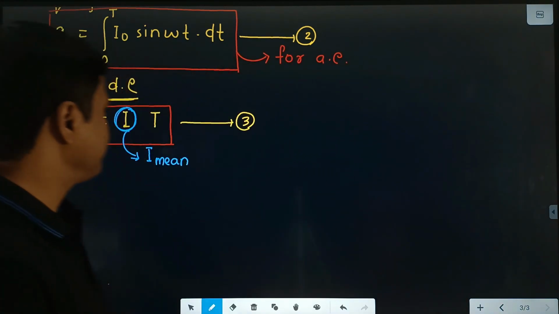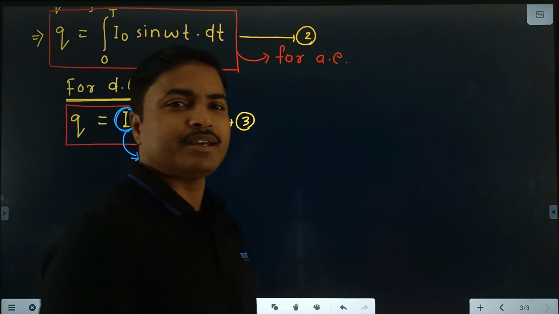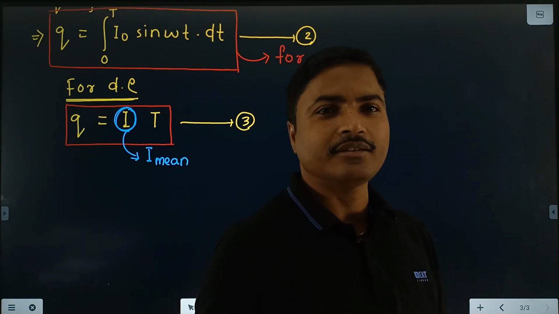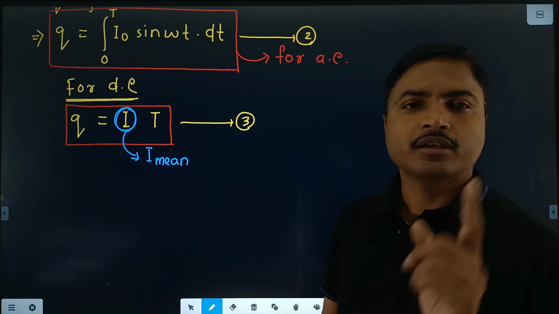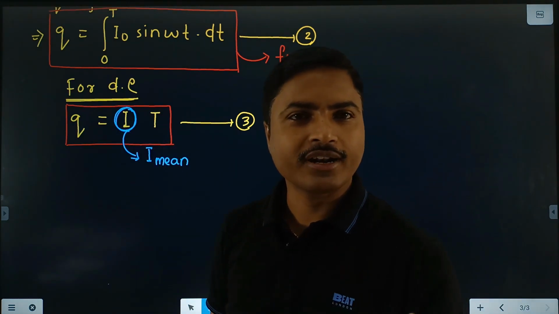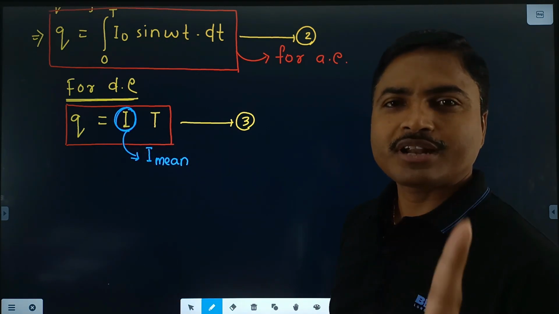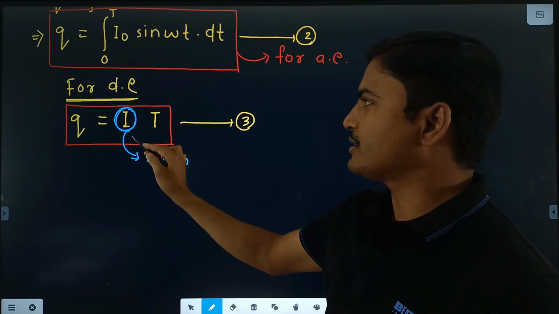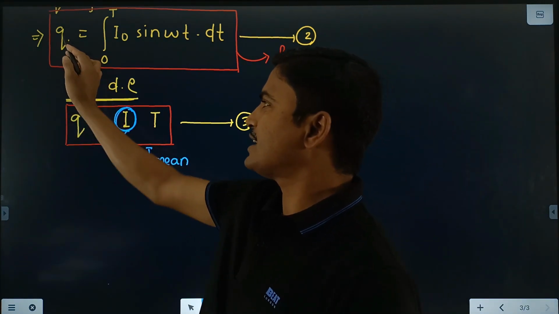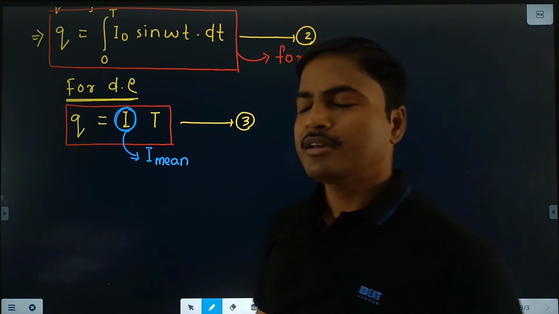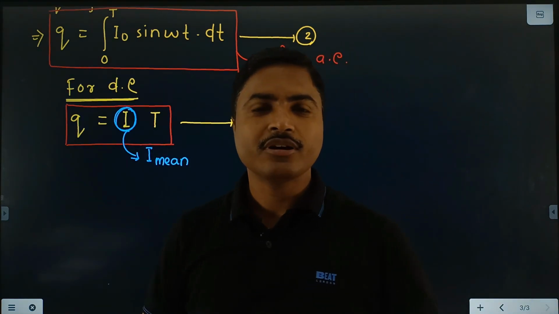That means if the charge flowing through the circuit for AC and for DC is the same, for the same time capital T, then the direct current is known as the mean value of AC. Mean value of alternating current means that is the direct current. What is the condition? The condition is that the total time given for both alternating current and direct current is the time period T, and the charge flowing through the circuit is the same for both currents. Then the direct current is known as the mean value or average value of AC.